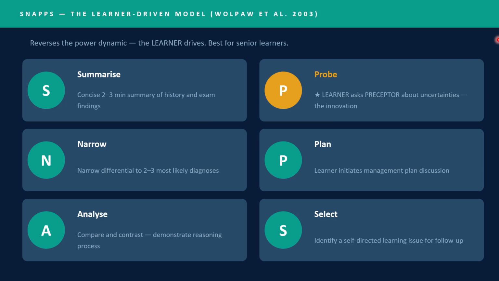And then for the probing step, which requires explicit permission, in the clinic you are expected to ask me questions. The learner asks the preceptor about uncertainty or about something that is not clear to them. And also, your role is to help the learners to reflect and to think in the probing phase. For the plan, the learner initiates the management plan and discussion. And finally, for select, the aim here is to identify a self-directed learning issue for follow-up.